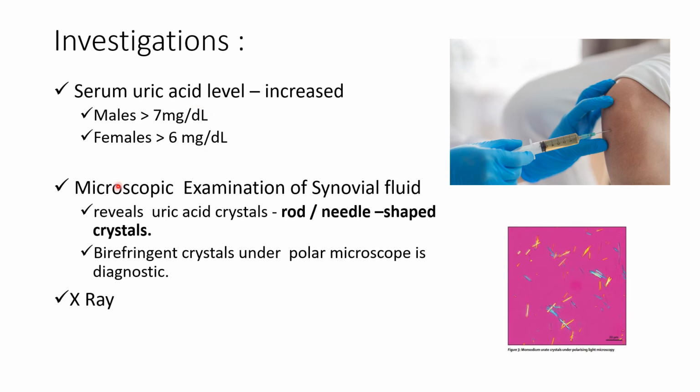Apart from this, microscopic examination of synovial fluid also can be done. So you can aspirate the synovial fluid and send it for microscopic examination where it reveals uric acid crystals. That is, you can see rod or needle shaped crystals, and if it is visualized under polarized microscope, you can see birefringent crystals. That is, they will have two different refractive indices.